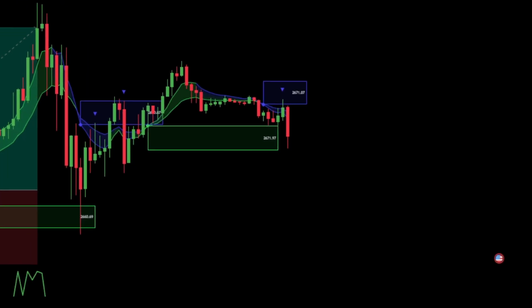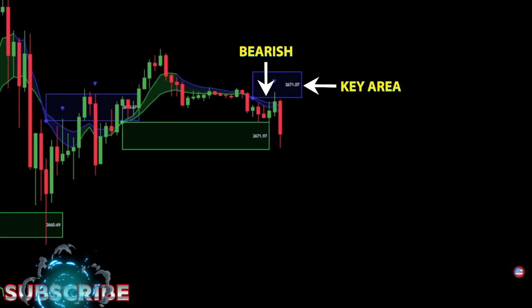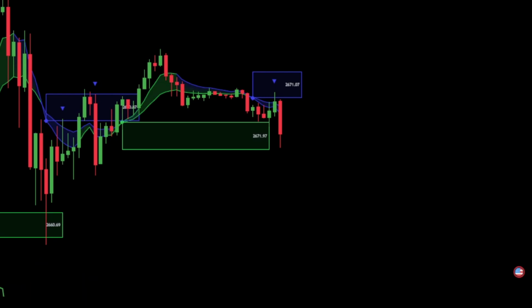How to place a sell entry. If the zero lag MA trend levels indicator turns blue and a blue key area appears, focus on finding the best point to place a sell entry. Wait for the price candlestick to retest the key area and for a blue triangle to appear. Once the blue triangle appears, it serves as a sell signal.